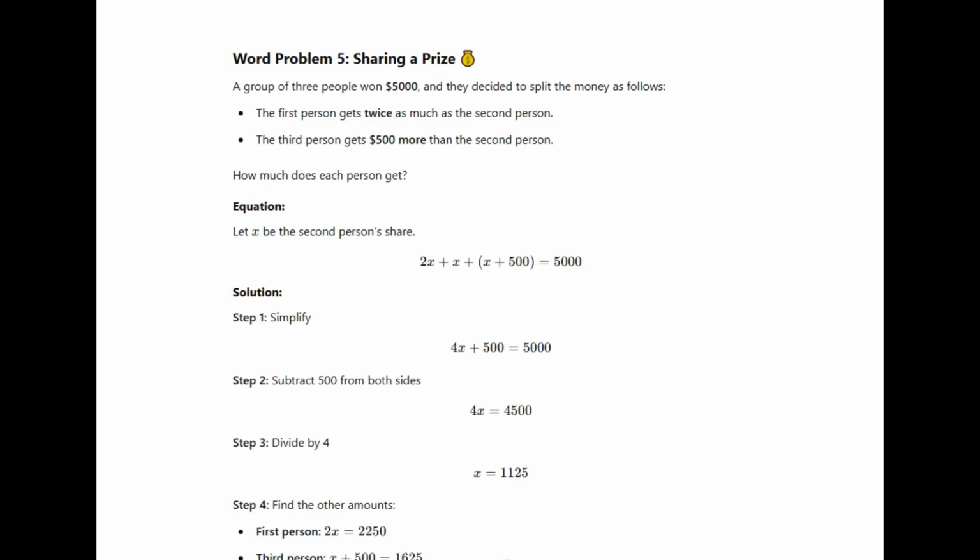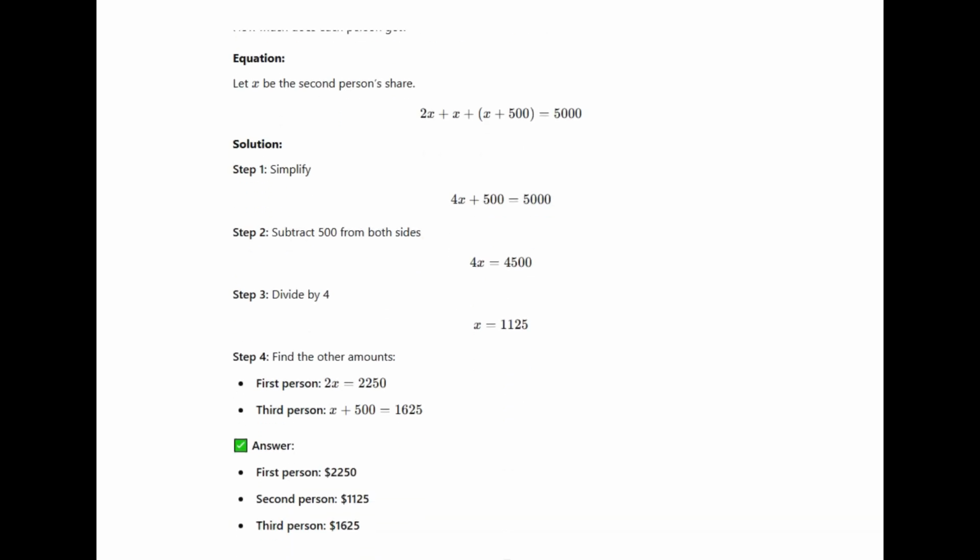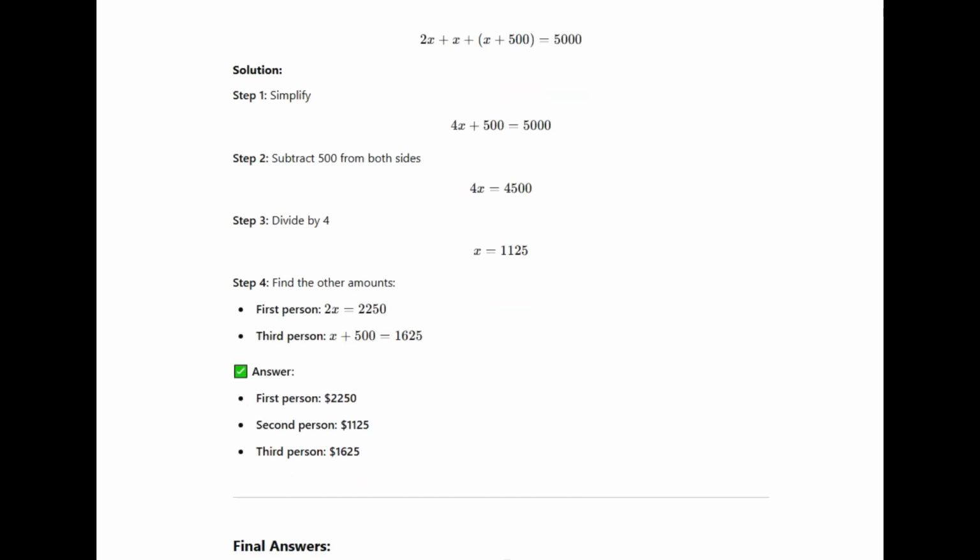Solution. Step 1. Simplify: 4x plus 500 equals 5,000. Step 2. Subtract 500 from both sides. 4x equals 4,500. Step 3. Divide by 4. x equals 1,125. Step 4. Find the other amounts. First person, 2x equals 2,250. Third person, x plus 500 equals 1,625.